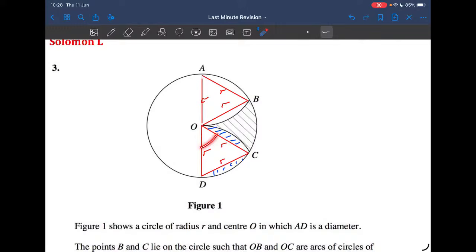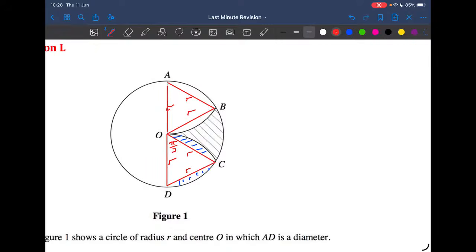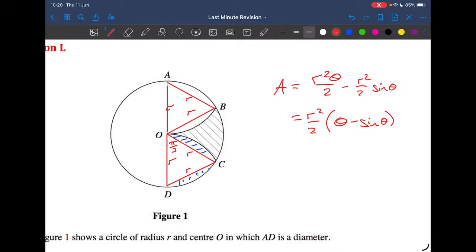So what number is that going to be? Well, this is an equilateral triangle, so we know that it should be 60 degrees, so it's going to be pi on 3. So how do we work out that little blue section? It's going to be the area of a segment. So the area of a sector, r squared theta on 2, take away the area of the triangle, which is r squared on 2 sine theta. So factorising that, r squared on 2 at the front, theta minus sine theta.